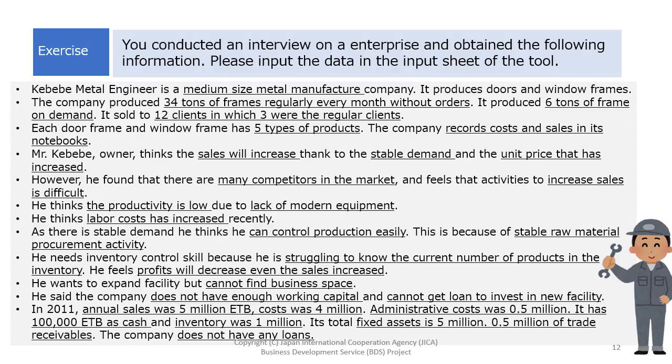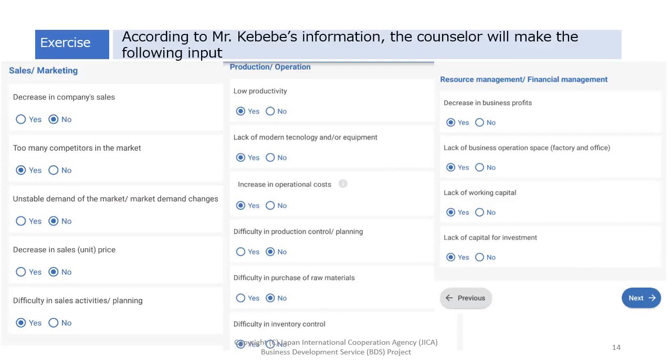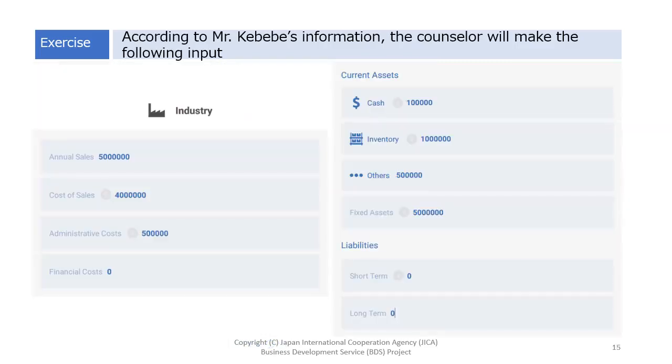Now let's try this exercise. Pause this video, read it, and try using the quick diagnostic tool to make a diagnosis of this company called Kebebe Metal Engineer. Were you able to input the information correctly? Here are the answers. Pause the video to check if your inputs were correct. These are the answers based on Mr. Kebebe's explanation. This is what you should input as financial information based on Mr. Kebebe's explanation.